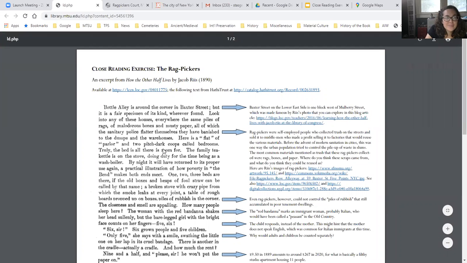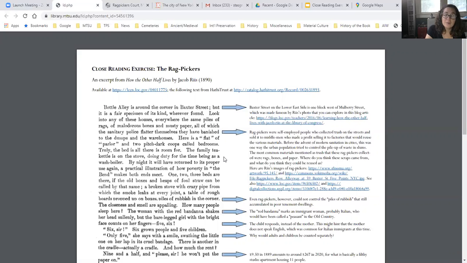Back to the text. "Here is a flat of parlor and 2 pitch dark coops called bedrooms. Truly the bed is all there is room for. The family tea kettle is on the stove, doing duty for the time being as a wash boiler. By night, it will have returned to its proper use again, a practical illustration of how poverty in the Bend makes both ends meet. 1, 2, 3 beds are there, if the old boxes and heaps of foul straw can be called by that name.